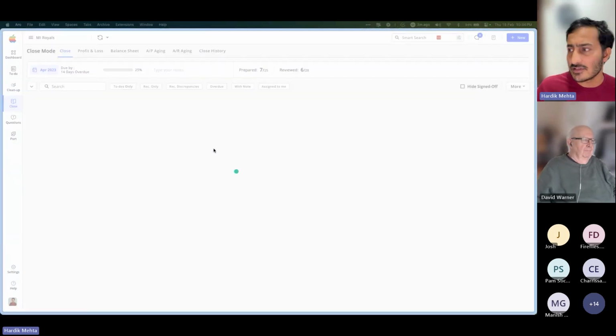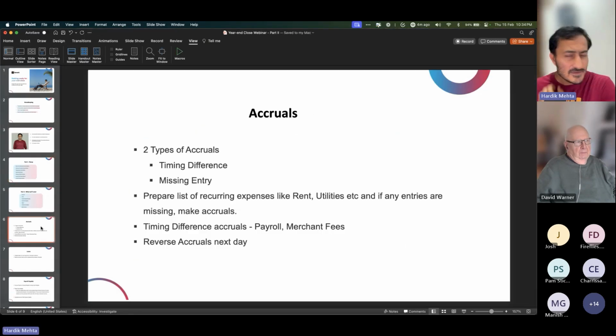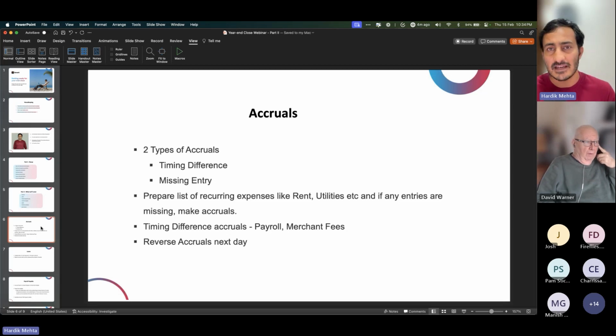So let's talk about accruals first. Broadly speaking, I would segregate accruals into two main kinds. One is when we make accruals because some expenses are missing. For example, recurring expenses like rent, utilities, which includes electricity, or some sort of recurring payments that we make every month. For whatever reason, if we are missing that particular expense, it's called a missing entry, and we typically make the accrual for the missing transactions. That's one kind of accrual that we make.